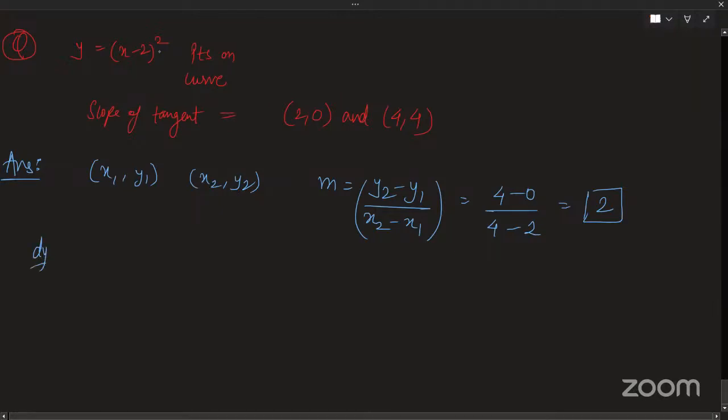Now again, dy by dx. What is the dy by dx of x minus 2 whole square?